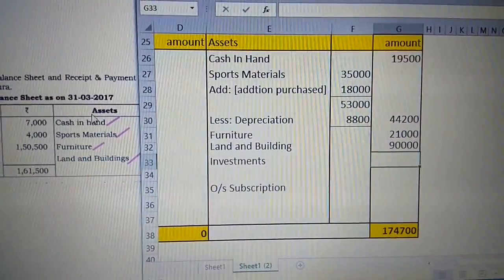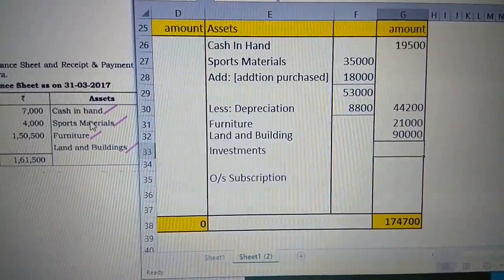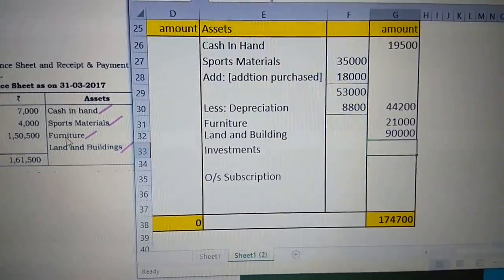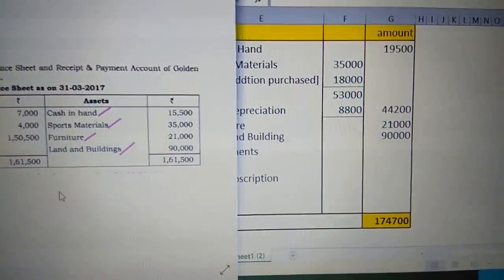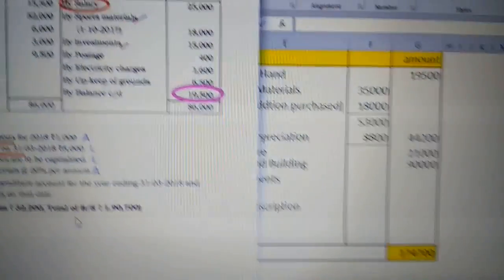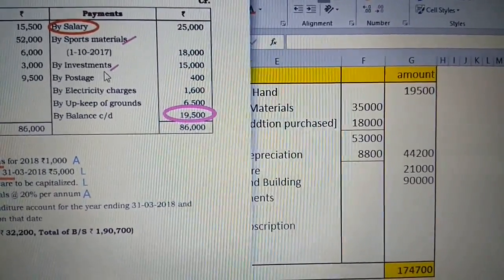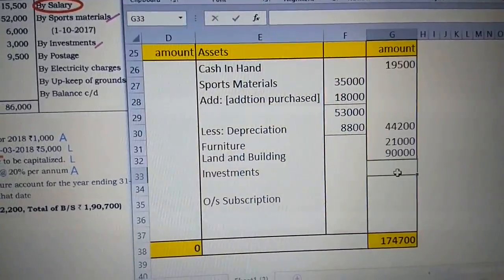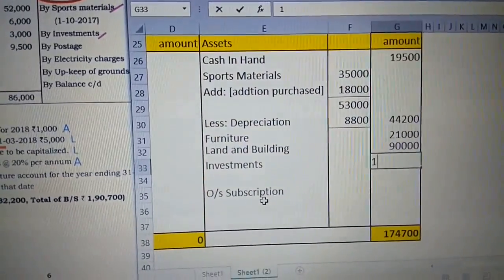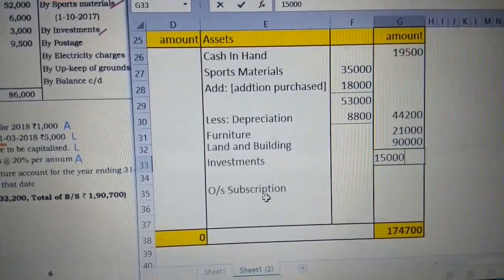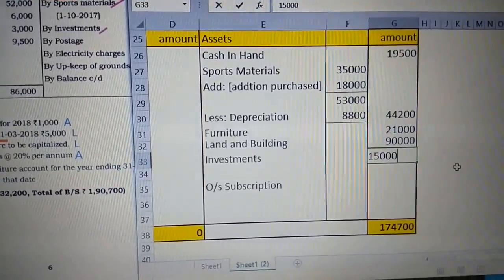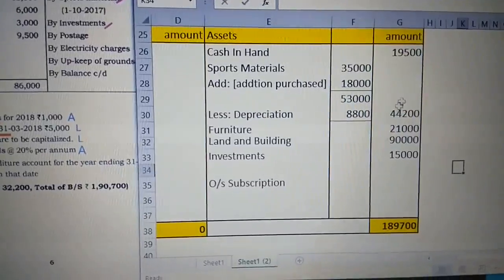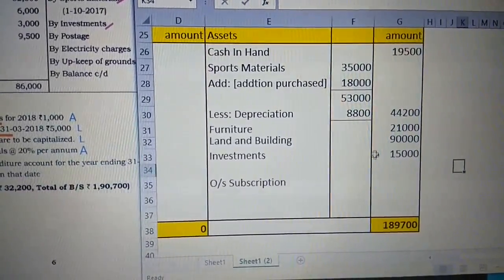So we have completed from the opening balance sheet all the assets. We have taken cash in hand, sports material, furniture, land and building. Now moving on to the payment side, could you all find investment? One is left of 15,000. So this is what we're going to take now. No adjustment. If there is no adjustment for the concerned item, take the values in the outer column directly. I have completed with the assets.